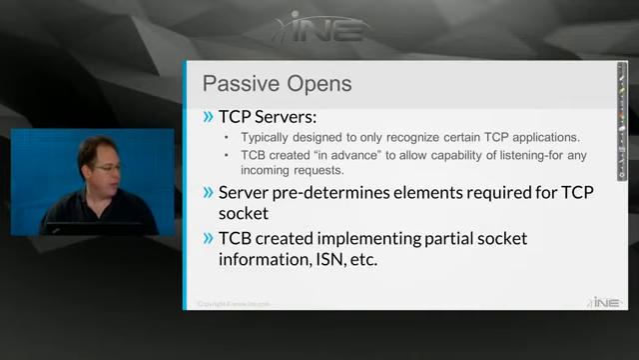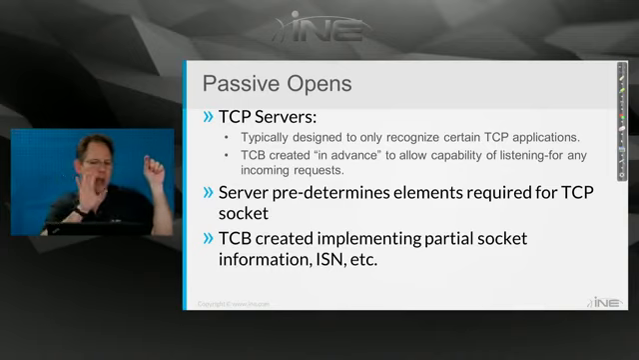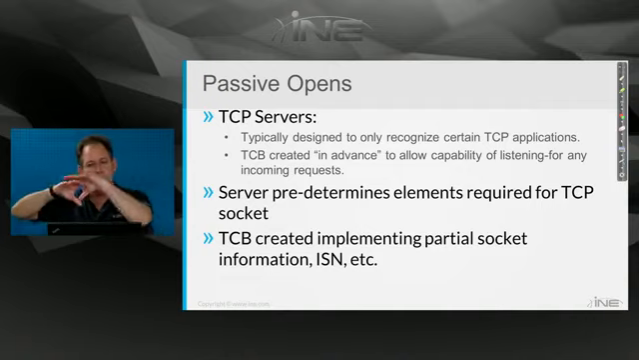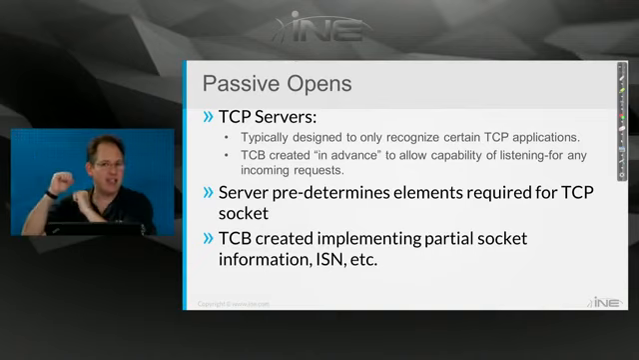So this is called implementing partial socket information. In other words, a passive open means I create a transmission control block and the TCP socket is only partially filled. Actually, in the RFCs, they'll call this an unspecified passive open. So that's basically a partially created transmission control block that's ready and listening.